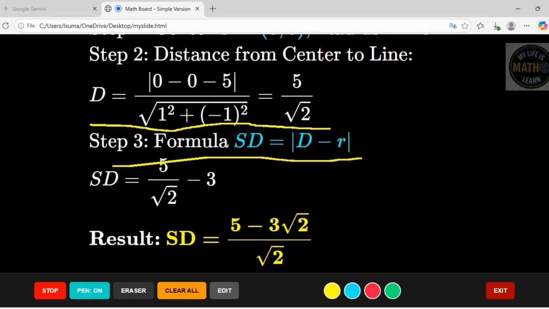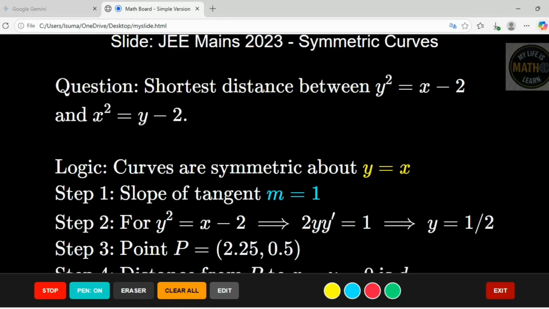So the formula is SD is equal to d minus r. So SD is equal to 5 by root 2 minus 3. So the solution is SD is equal to 5 minus 3 root 2 by root 2.